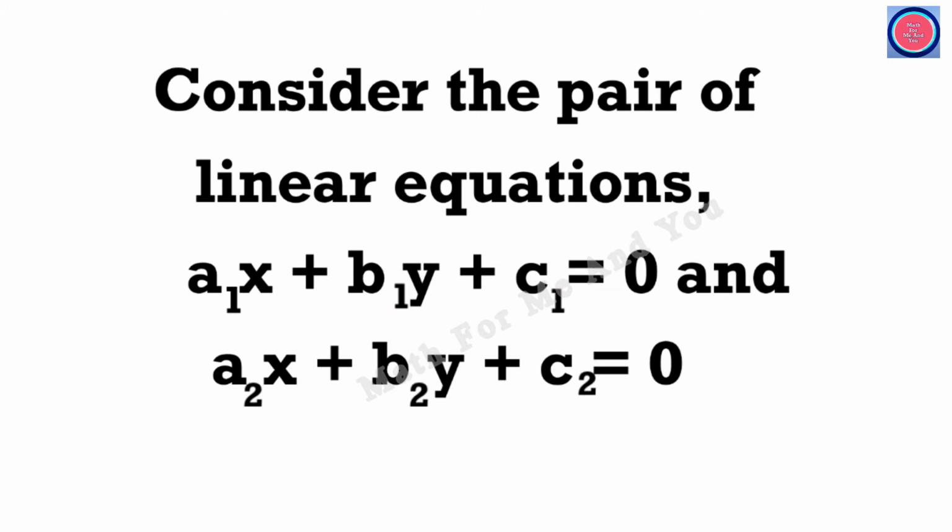Consider the pair of linear equations a1x plus b1y plus c1 equals 0 and a2x plus b2y plus c2 equals 0, where a1 and a2 are the coefficients of x in these two equations respectively, and b1 and b2 are the coefficients of y, and then c1 and c2 are the constants.